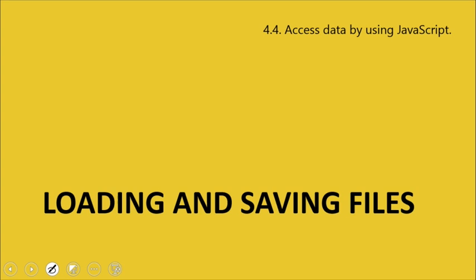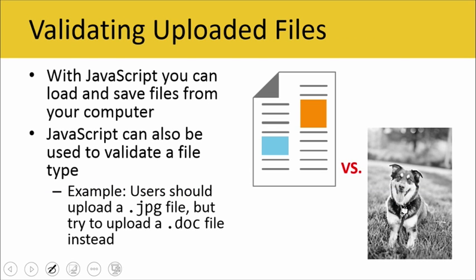Next, we'll talk about loading and saving files. So how do we handle data locally, right? JavaScript allows us to load and save files from our local computer, like I just mentioned. Sometimes you're going to ask a user to upload a specific type of file, like maybe I want to go ahead and upload a picture of, there's my dog again, $500 an hour dog model, Stella.